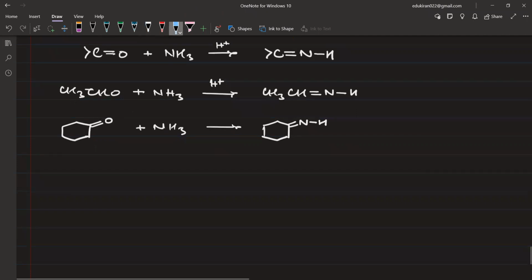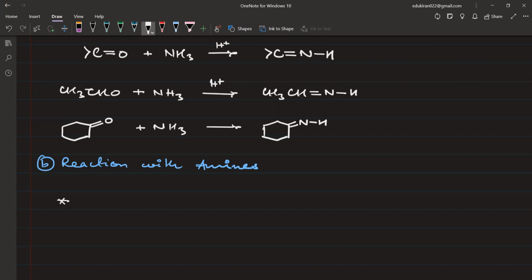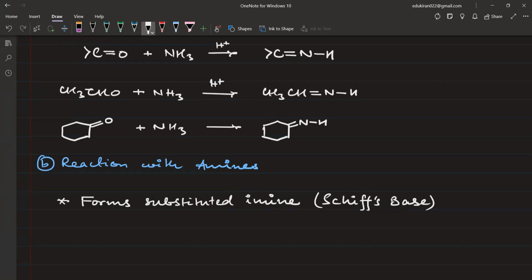Write with me B case. Reaction with amine. In reaction with amine, it forms substituted imine. Substituted imine is also known as Schiff's base, S-C-H-I-F-F apostrophe S, Schiff's base. These names are important. They can directly ask you what is Schiff's base. So you'll write this is a substituted imine.